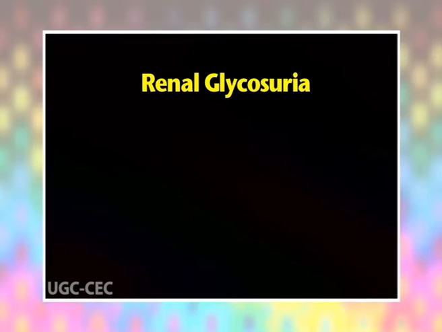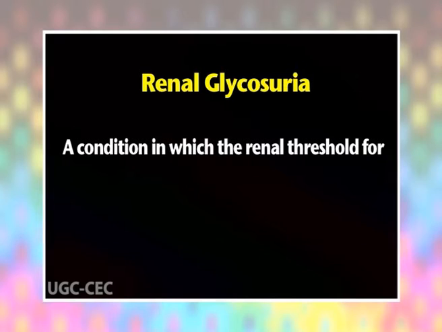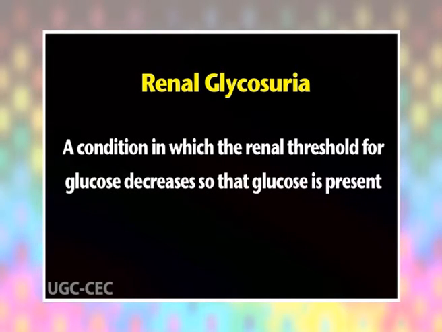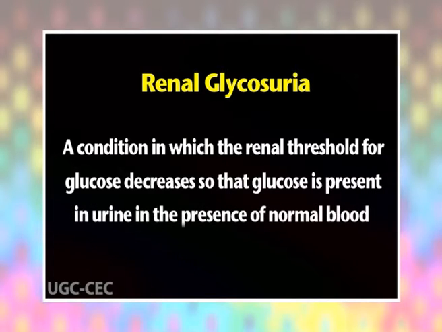Renal glycosuria is a condition in which the renal threshold for glucose decreases so that the glucose is present in urine in the presence of normal blood sugar levels. Physiological renal glycosuria is seen in pregnancy.